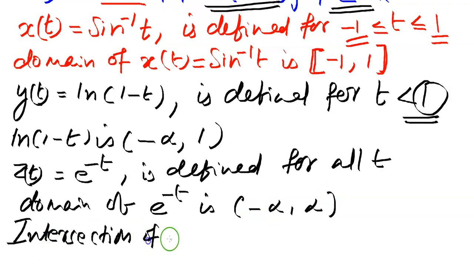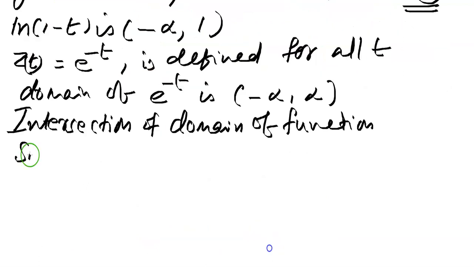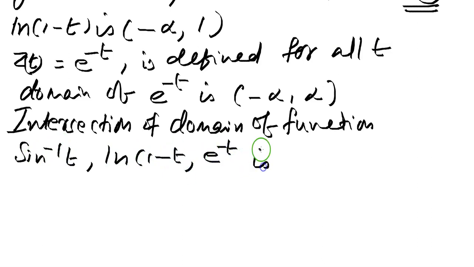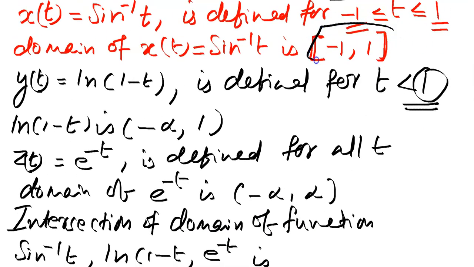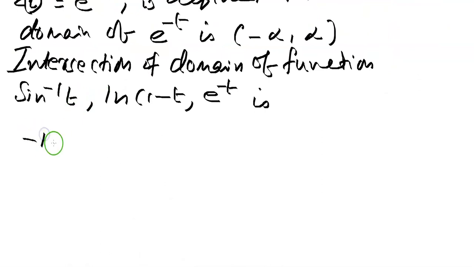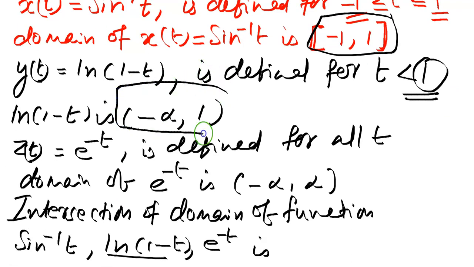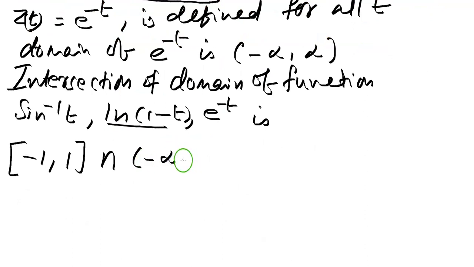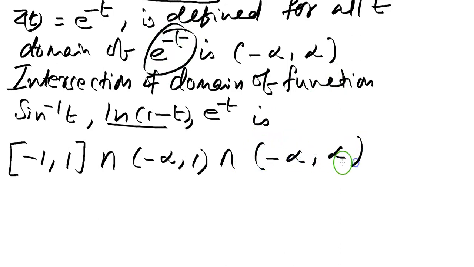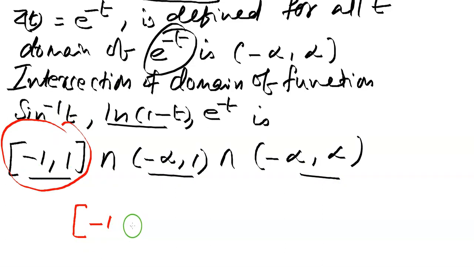Intersection of domain of function sin inverse t, log 1 minus t, e raised to minus t: sin inverse t യുടെ domain -1 to 1, square bracket, intersection log 1 minus t domain minus infinity to 1, intersection domain of e raised to minus t minus infinity to infinity. ഈ മൂന്ന് ലിമിറ്റ്സിലും കോമൺ ആയിട്ടുള്ളത് -1 to 1.